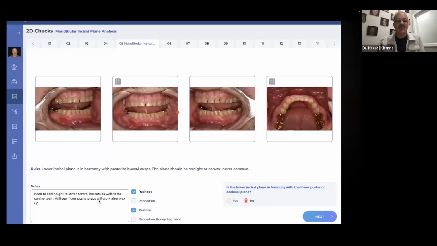Can composite preps work after the wax-up? The answer is no. Is the incisal plane in harmony? The answer is no. So we're going to reshape, and I'm going to restore those teeth in composite.